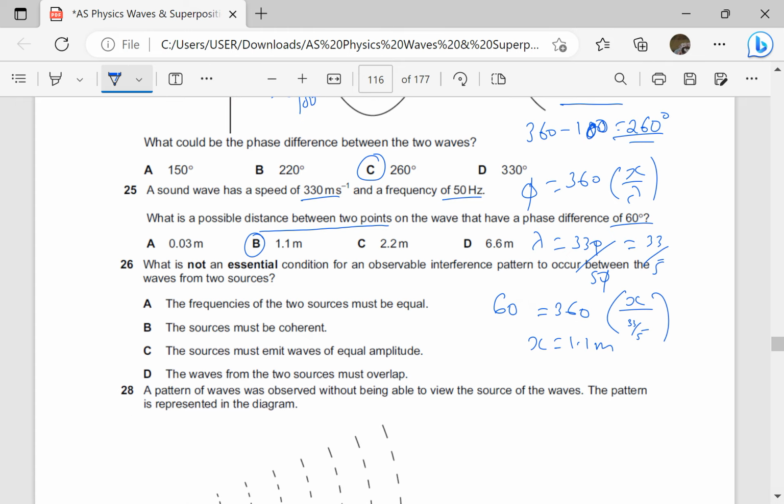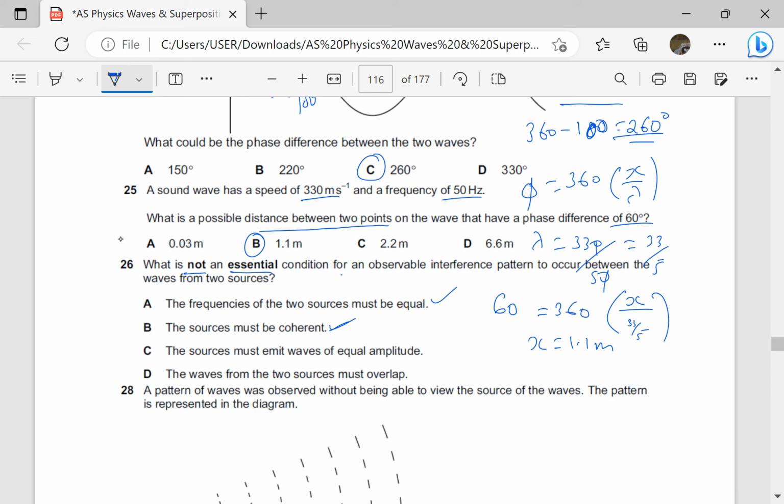What is not an essential condition for an observable interference pattern to occur between the waves from two sources? The frequency of the two sources must be equal. That is very essential for an interference pattern. Frequency and wavelength must be the same. The sources must be coherent. That is very essential. They must maintain a constant phase difference.